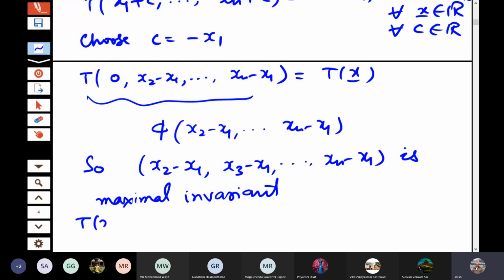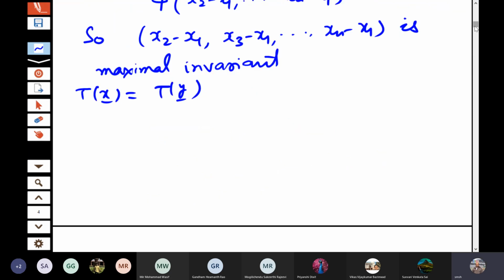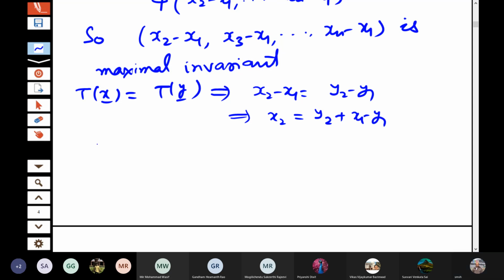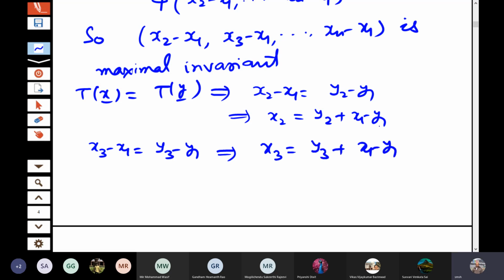See, let me show you here. If I take 2 points x and y at which the value is equal, then what does it imply? It implies x2 minus x1 is equal to, say, y2 minus y1. So I can write it as x2 is equal to y2 plus x1 minus y1. If I am writing, say, x3 minus x1 is equal to y3 minus y1, then I can write it as x3 is equal to y3 plus x1 minus y1. So everywhere you will get this.